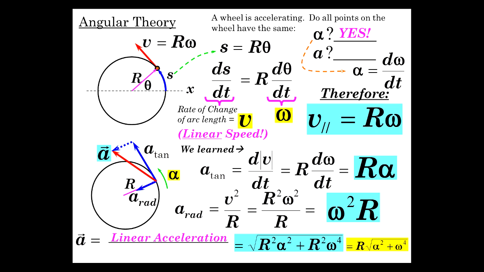Is the acceleration constant? No, the acceleration is not constant, because no matter how you look at it, whether it's the tangential part, it's proportional to r. If it's the radial part, it's proportional to r. So definitely not the same linear acceleration.